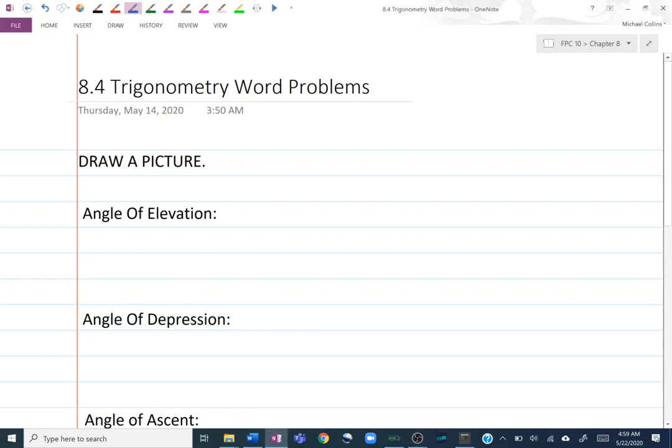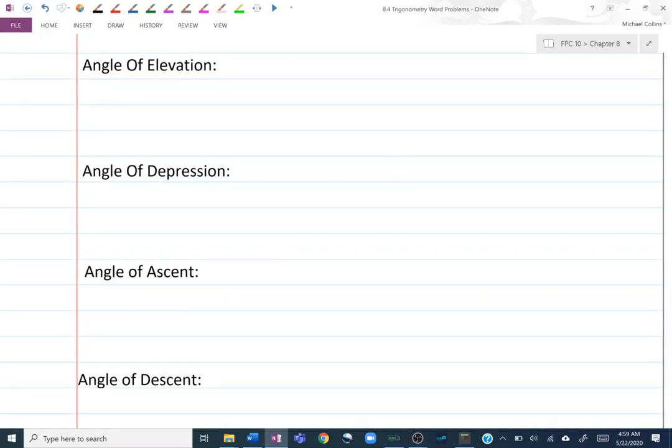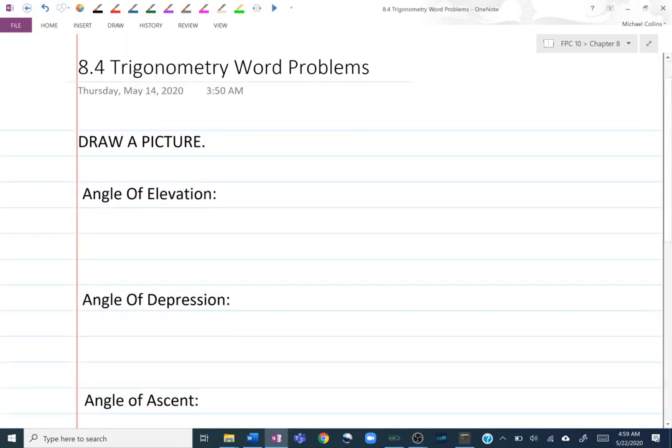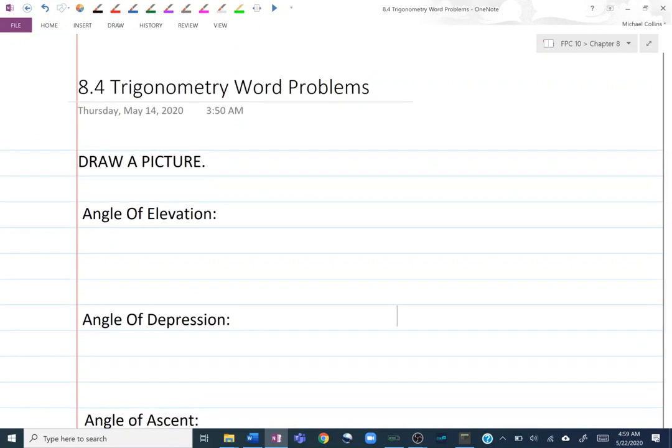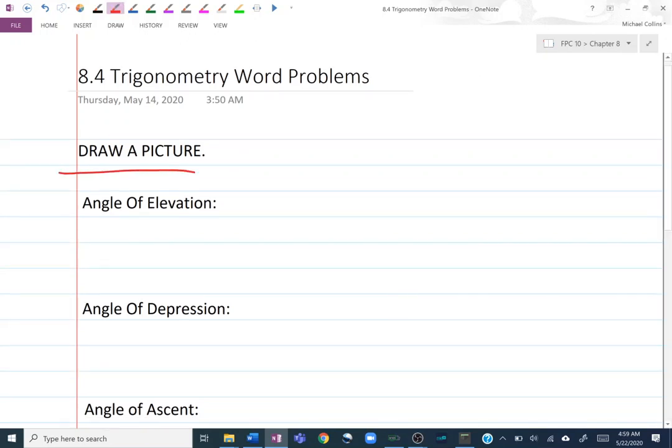So we're going to talk about a couple of words, just some diction that we're going to find in this chapter. We're going to give them some definitions, and then we're going to do some examples. So keep in mind, whole time, draw a picture.